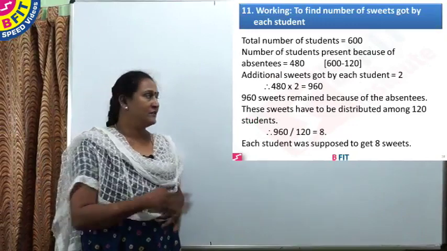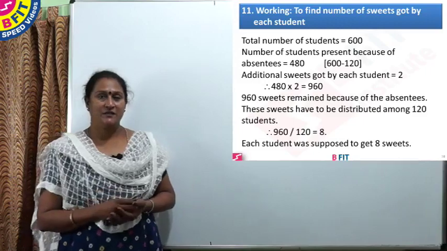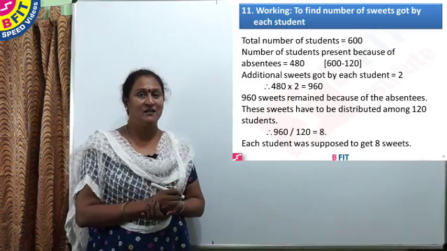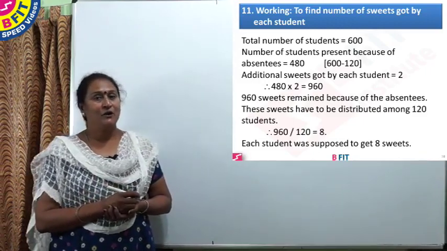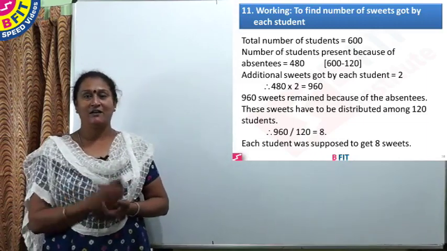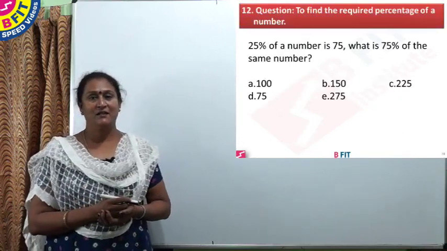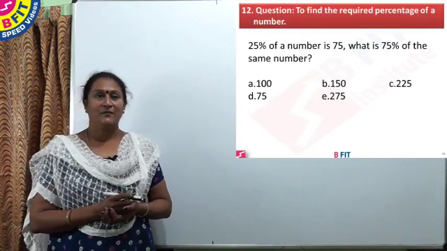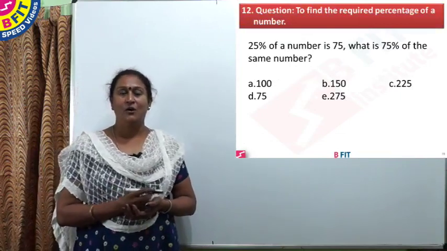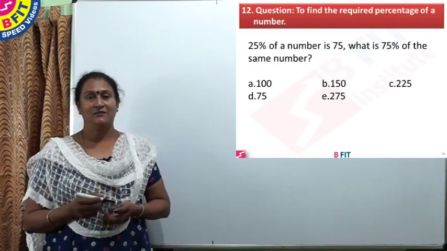So the working is given here clearly, and each student was supposed to get 8 sweets. And this sweet question is frequently asked. Instead of doing all the working, using the simple logic, you can arrive at the answer. So now we will see the next question, question number 12. 25% of a number is 75. What is 75% of the same number? So we will see the working.